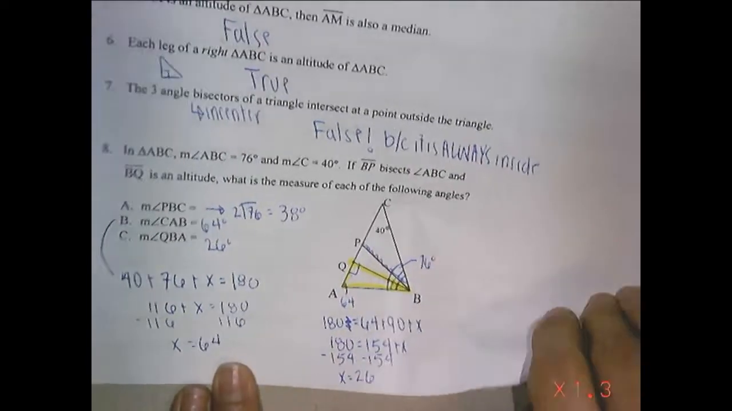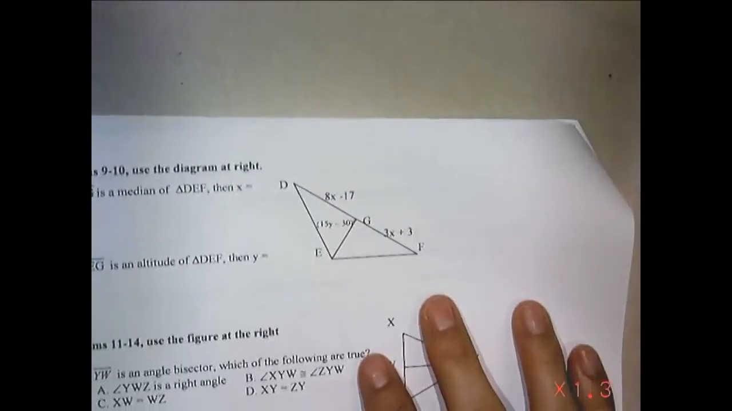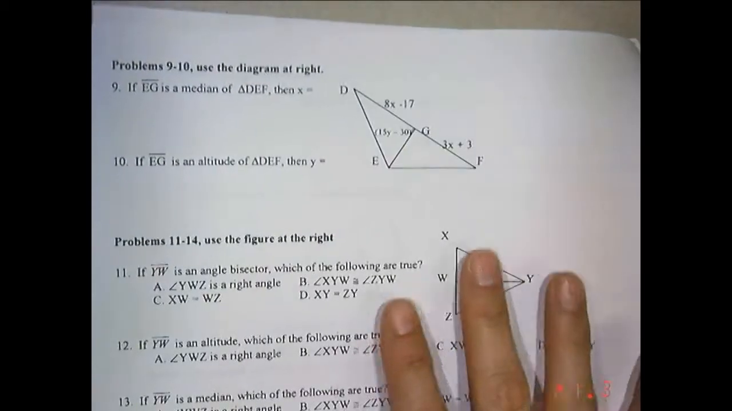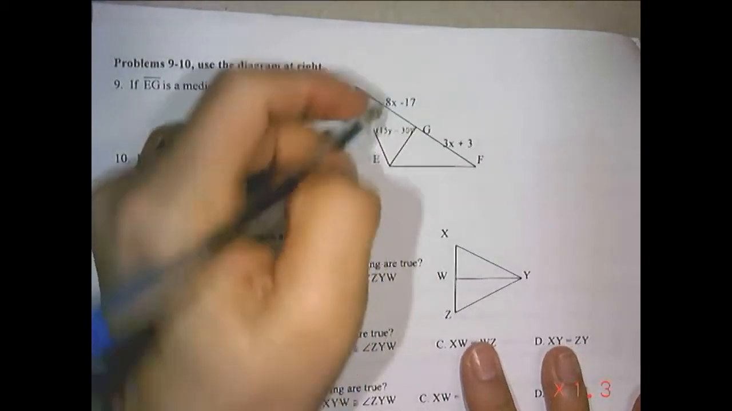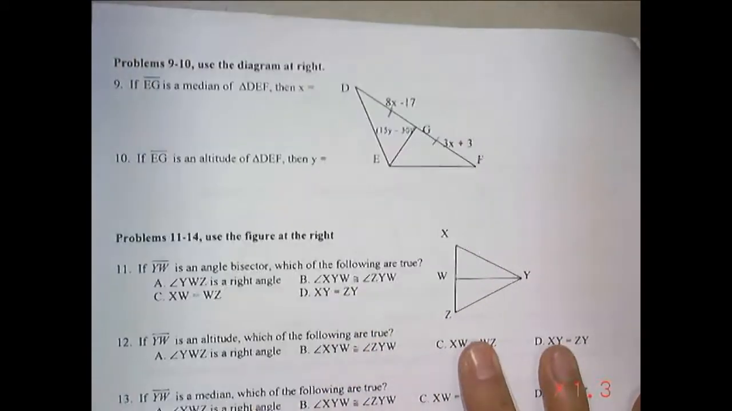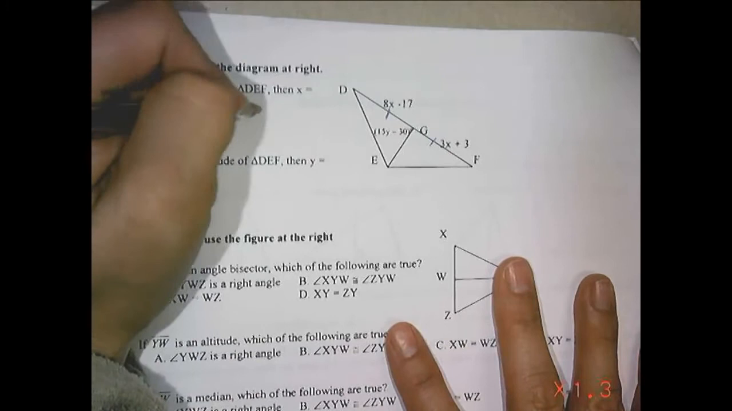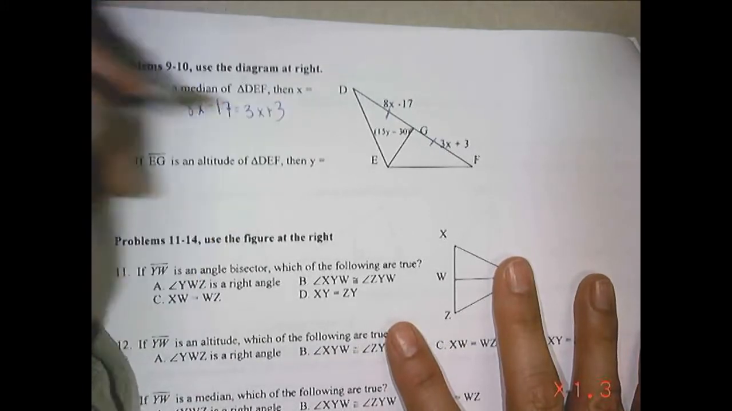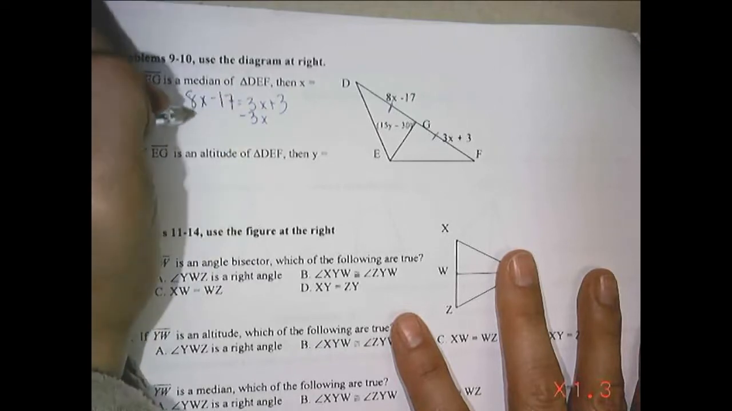All right, let's flip to the next page. What it tells us is that EG is the median, which means this segment and this segment are congruent to each other. I would set them equal: 8x minus 17 equals 3x plus 3. I want to get my x's alone first, so I'm going to subtract 3x from both sides.